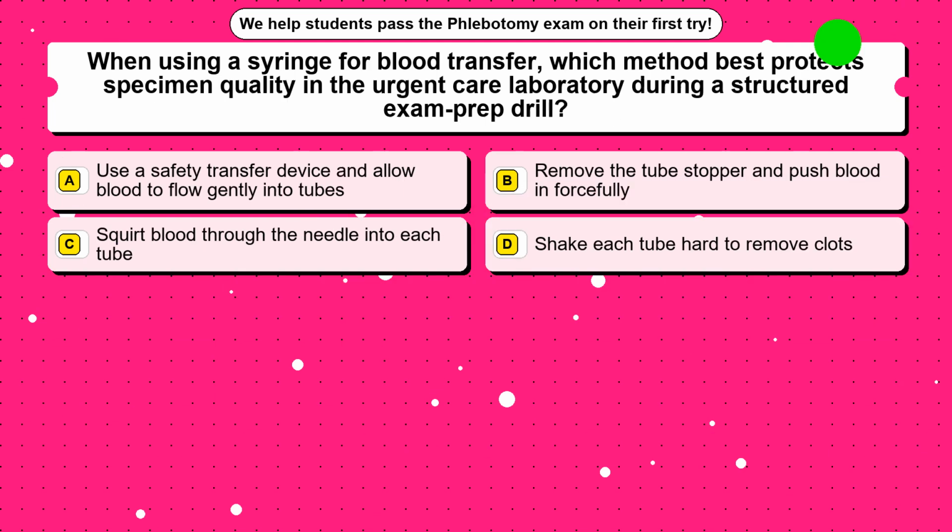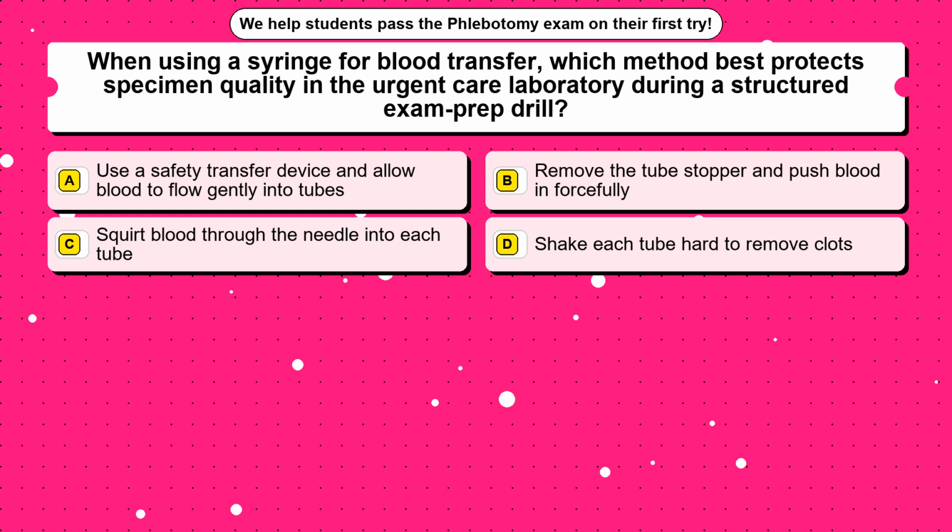Question 27. When using a syringe for blood transfer, which method best protects specimen quality in the urgent care laboratory during a structured exam prep drill? Option A. Use a safety transfer device and allow blood to flow gently into tubes. Option B. Remove the tube stopper and push blood in forcefully. Option C. Squirt blood through the needle into each tube. Option D. Shake each tube hard to remove clots.